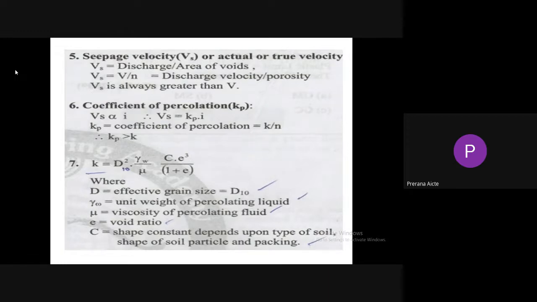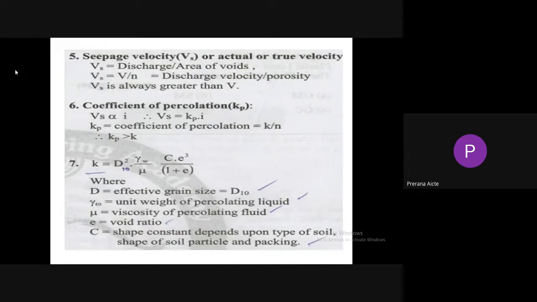As the size of the particle increases, the coefficient of permeability also increases. It is directly proportional to effective grain size. The coefficient of permeability also depends upon the unit weight of water and the viscosity of the percolating fluid. As the unit weight of water increases, the coefficient of permeability increases. As the viscosity of the percolating fluid decreases, the coefficient of permeability increases; it is inversely proportional.